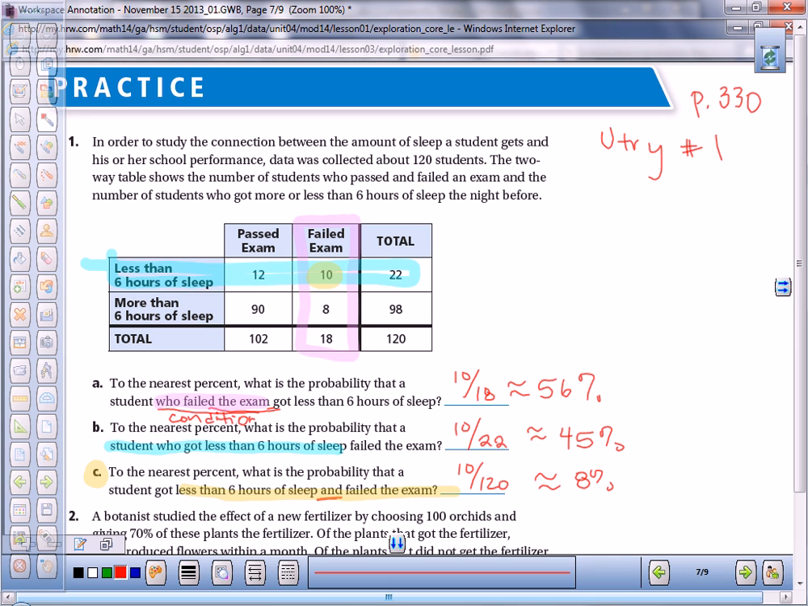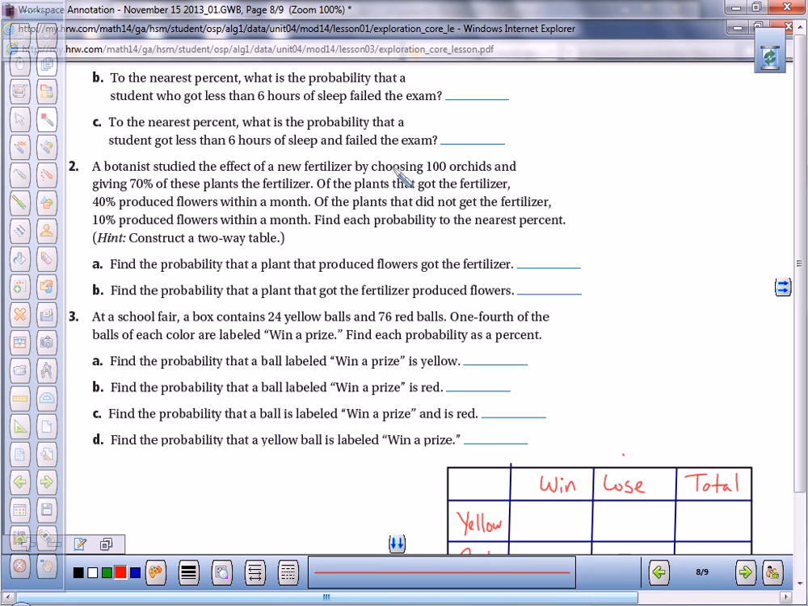Okay, do you see the difference? This one had a condition, this one had a condition. This one we were looking at both. All right, now, number 2. What's missing on number 2? The table, isn't it? That'll be the first thing we do on number 2.